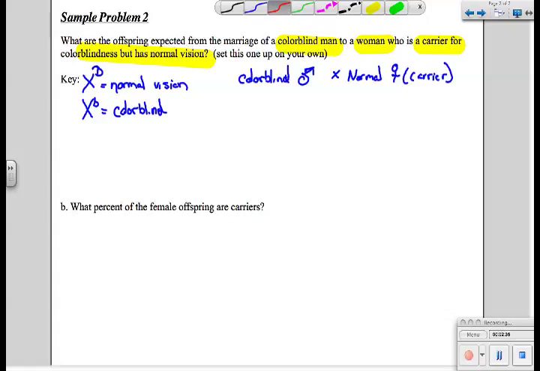Let's write out the genotypes. Males have the genotype XY, females XX. Let's consider what kind of alleles they have on those chromosomes. Because this is sex-linked, this trait is only found on the X sex chromosome. So the male has only one copy. Since he's colorblind, he has the little b allele, the colorblind allele. The female is normal, which means she has at least one copy of the dominant allele, which gives her normal vision, but she's also a carrier, which means that she must have one of the little b alleles, one of the colorblind allele.